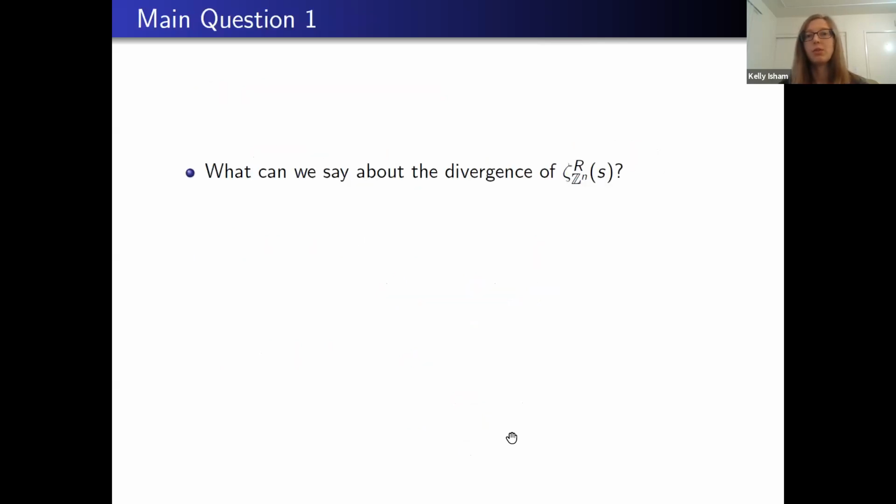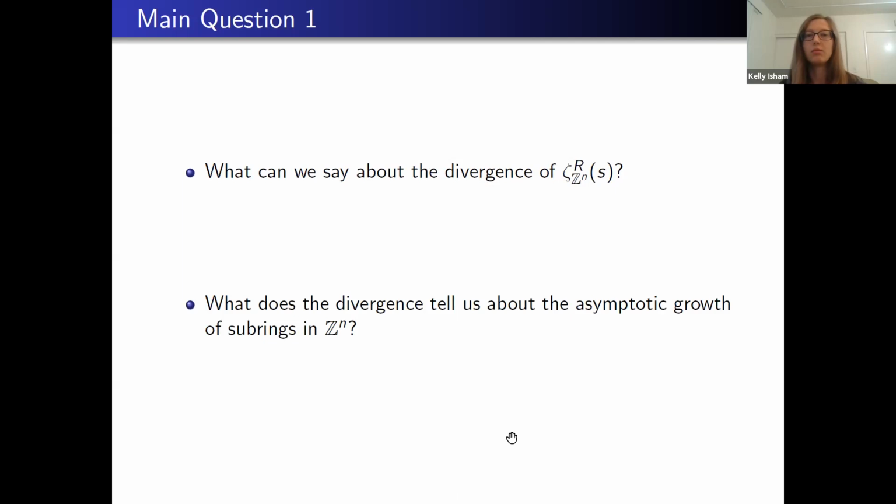So our first main question is, what can we say about the divergence of the subring zeta function? The ultimate goal would be to give the abscissa of convergence, but that seems out of reach so far, so at least can we give some sort of information about where this diverges? And that's going to tell us something about the asymptotic growth of subrings in Z^n, so looking at the function that counts subrings up to some index and then letting that index go to infinity.